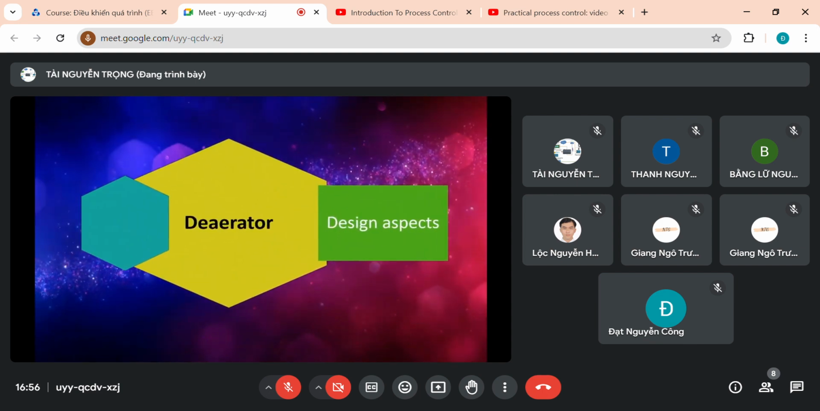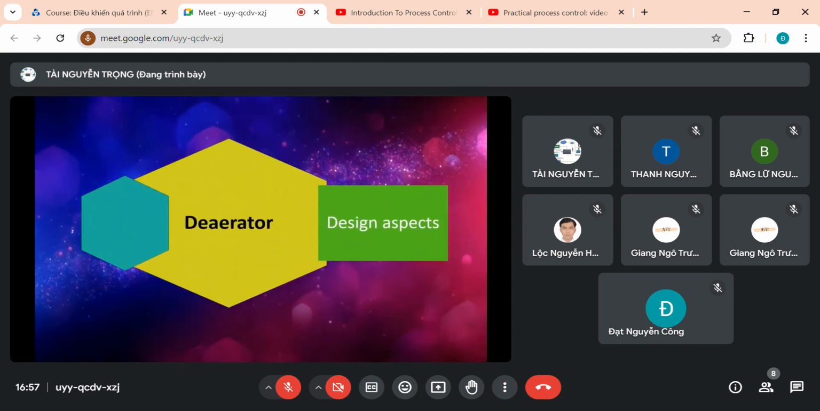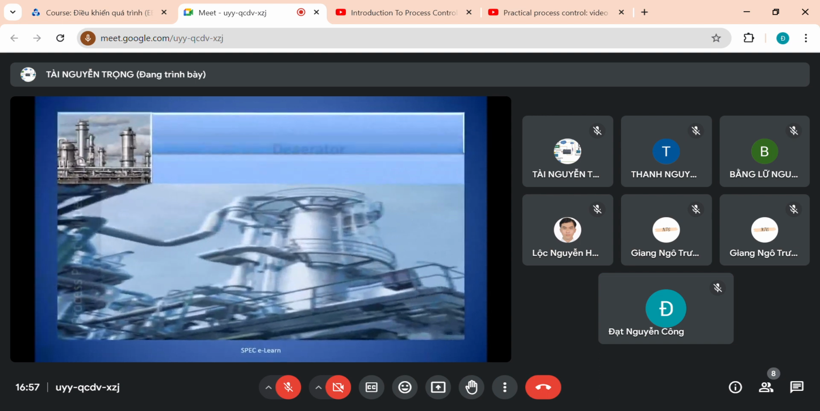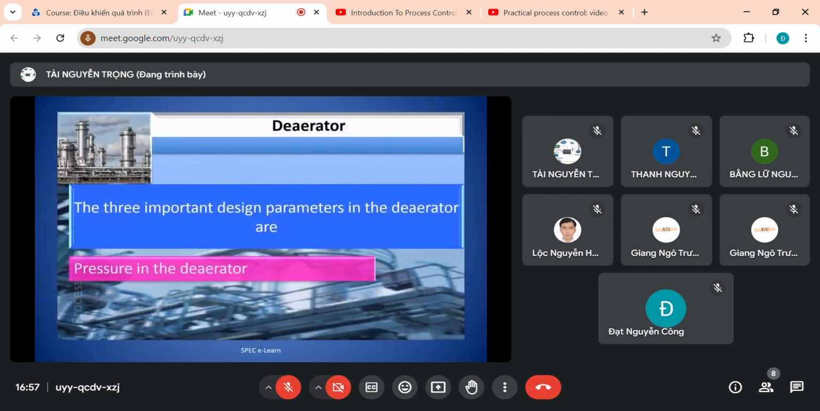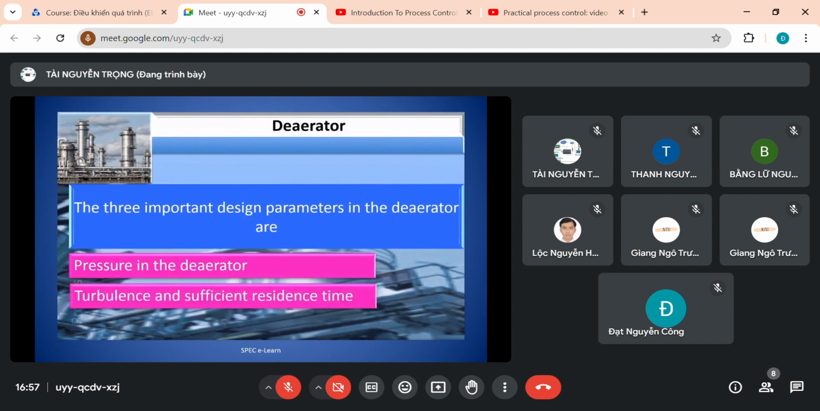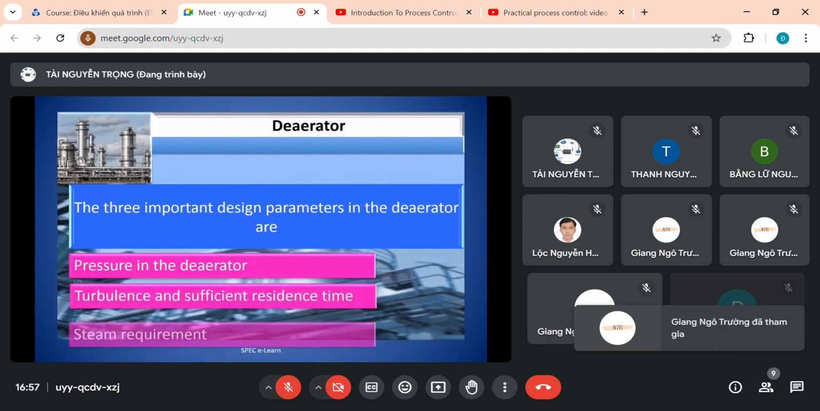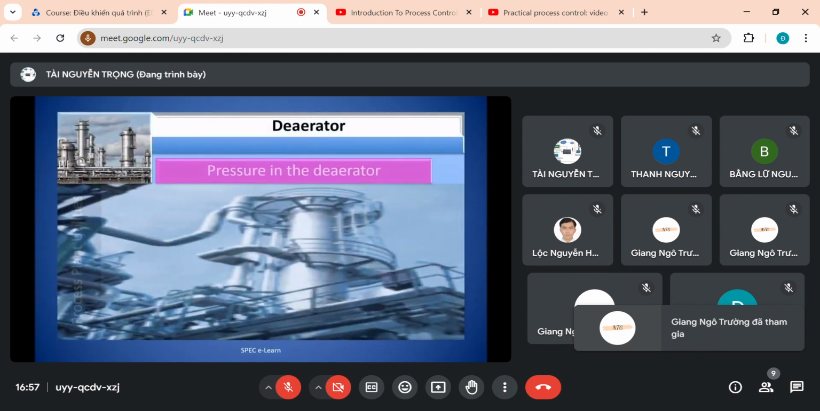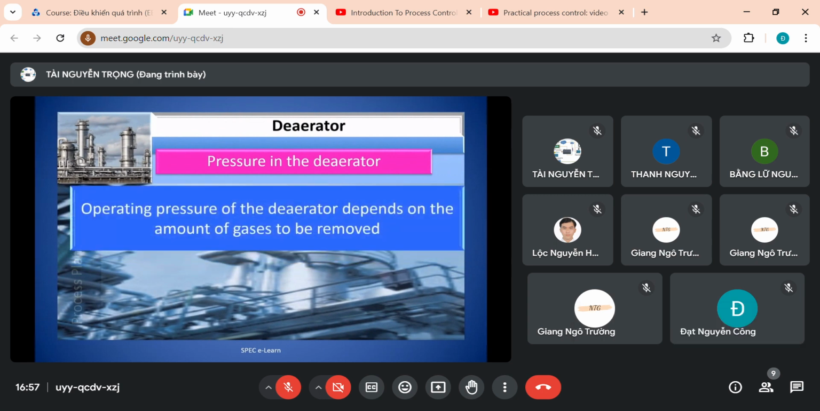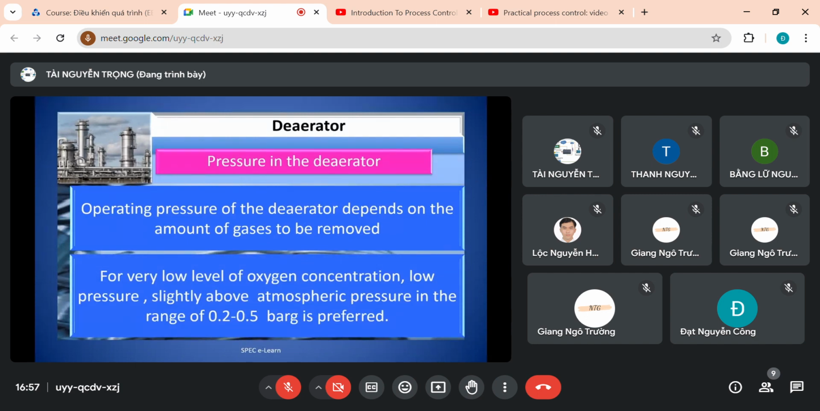Deaerator design aspects. Three important design parameters in the deaerator are pressure in the deaerator, turbulence and sufficient residence time, and steam requirement. Pressure in the deaerator. Operating pressure of the deaerator depends on the amount of gases to be removed. For very low level of oxygen concentration, low pressure, slightly above atmospheric pressure in the range of 0.2 to 0.5 bar G is preferred.